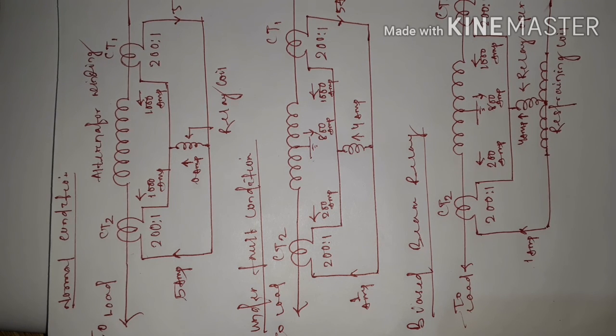Hi students, in this video we will discuss differential relay. Such a relay operates when the difference of two electrical quantities exceeds a predetermined value. It is of two types, current differential relay and voltage differential relay. Now we will discuss current differential relay.